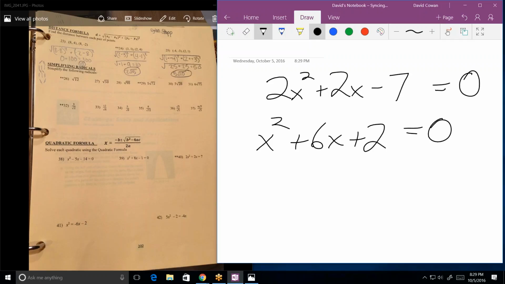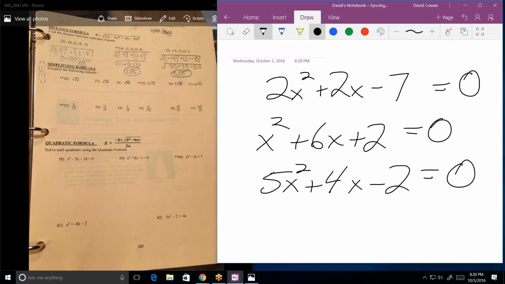And in 42, I got 5x squared plus 4x minus 2 equals 0, and I can apply the quadratic formula to that. But you can't figure out what your A, B, and C are until you get it into standard format. Just those three formats.